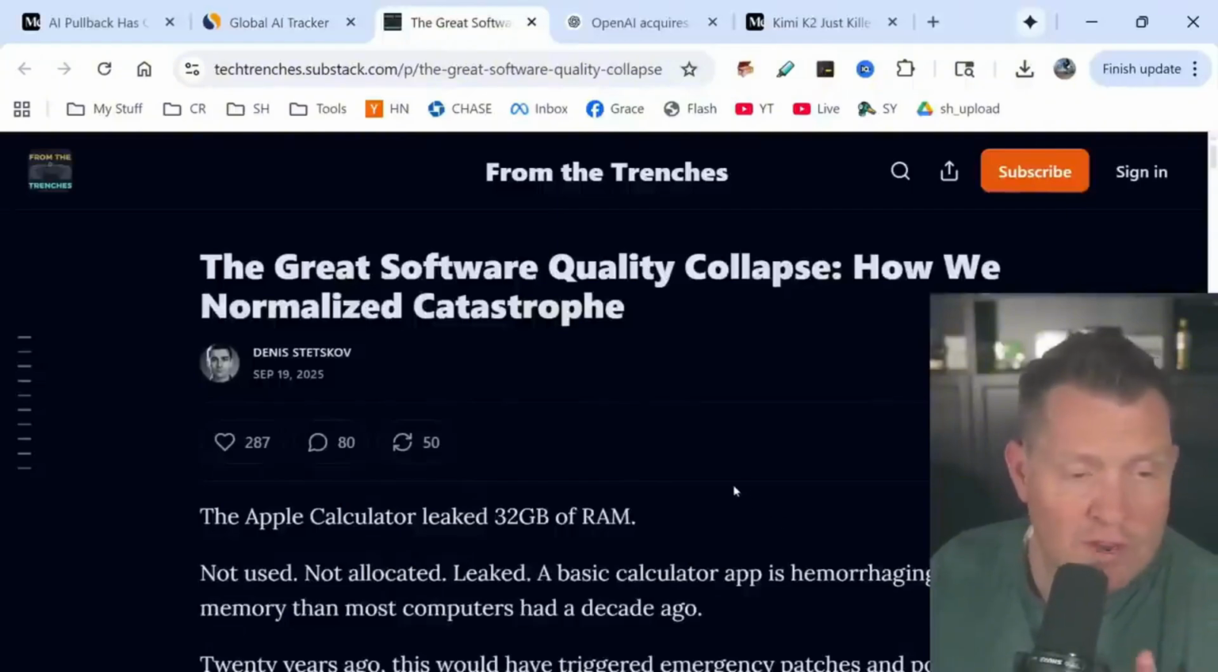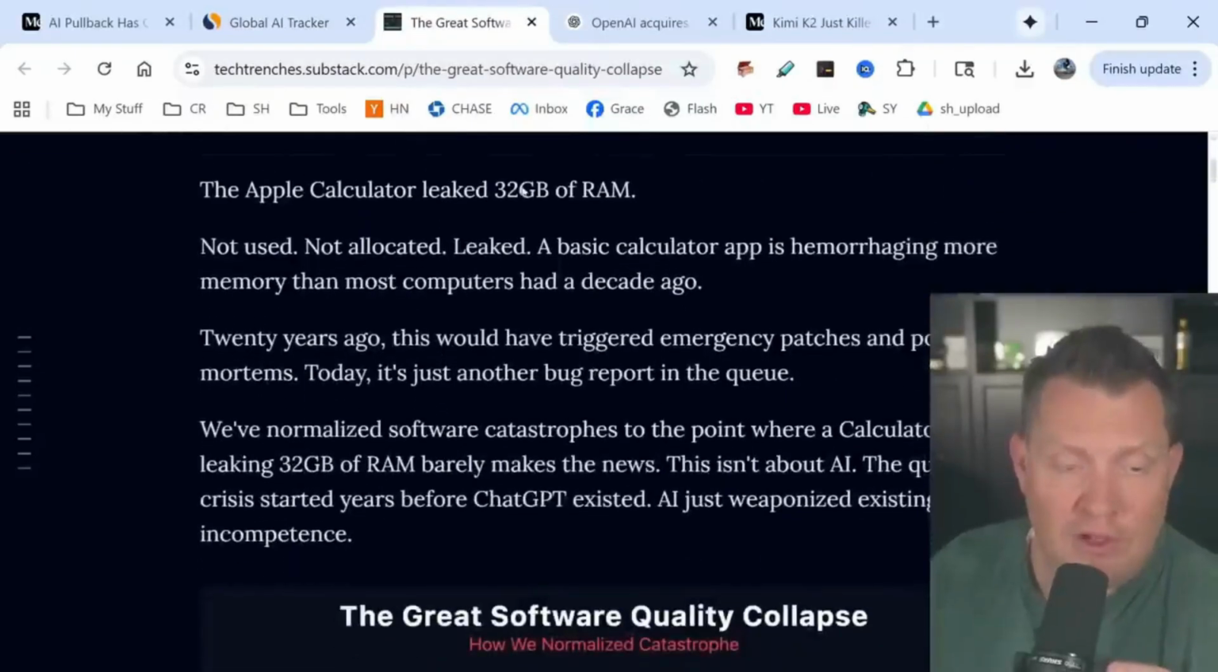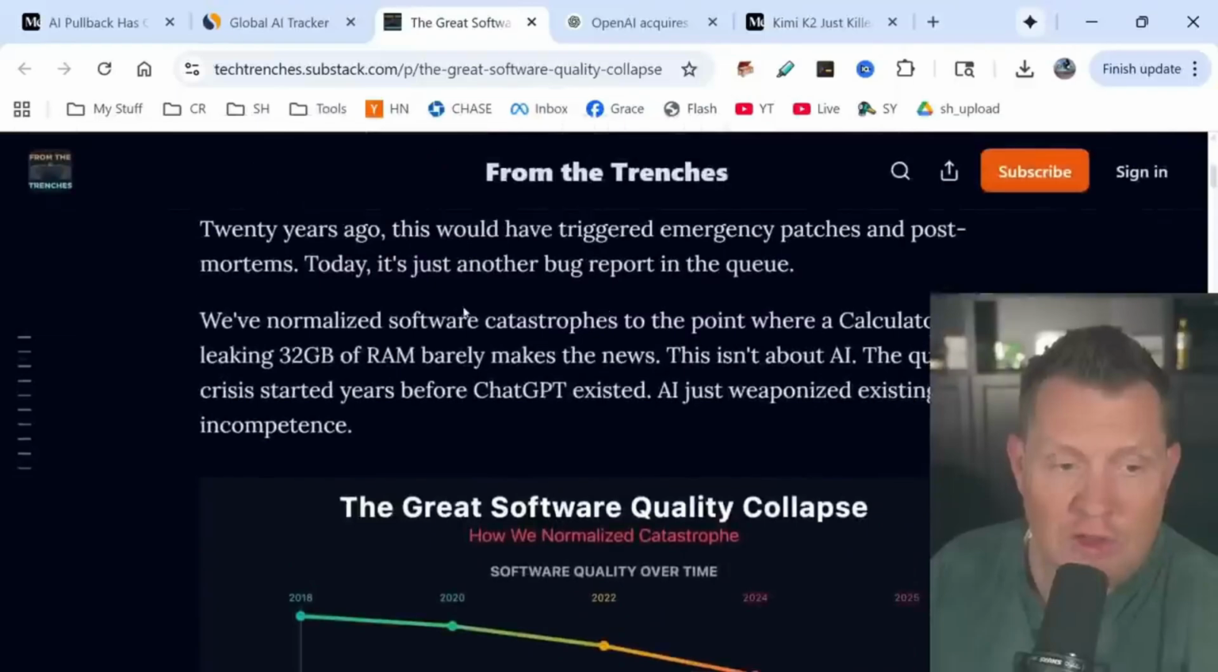So this is another report here that I wanted to get to. "The Great Software Quality Collapse: How We Normalized Catastrophe." Apple calculator leaked 32 gigs of RAM. Not used, not allocated, leaked. A basic calculator app is hemorrhaging more memory than most computers had a decade ago. 20 years ago, this would have triggered emergency patches and postmortems. Today, it's just another bug report in the queue.